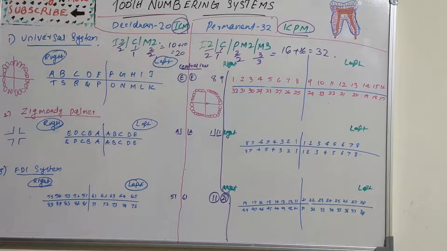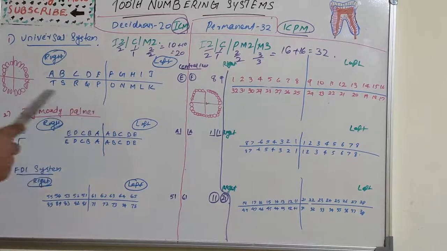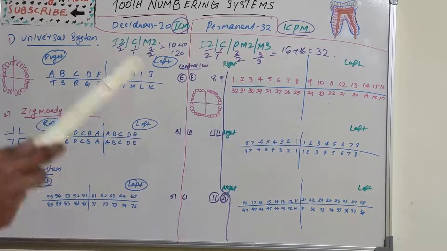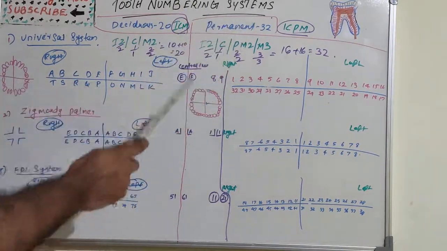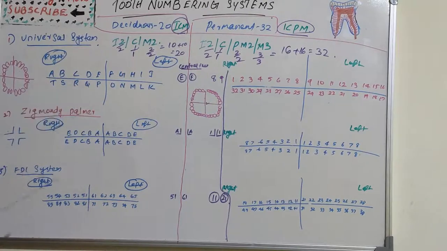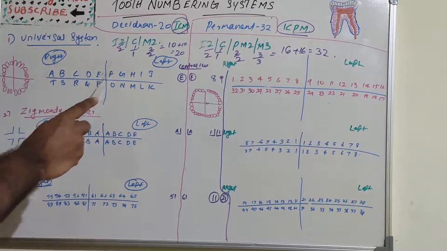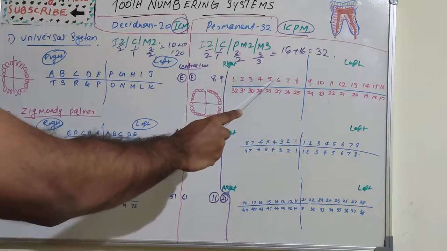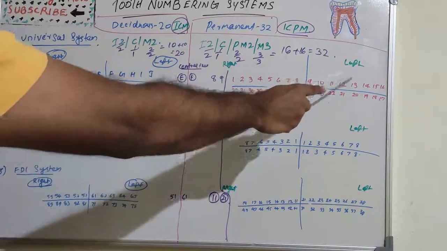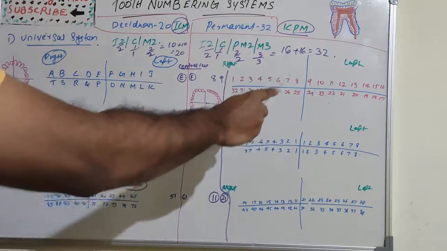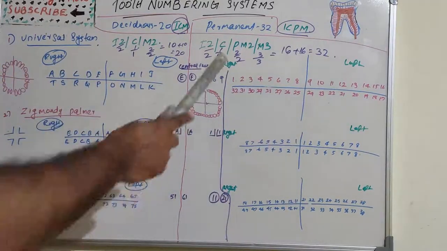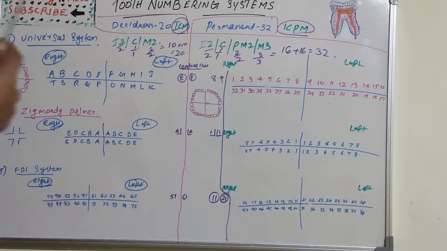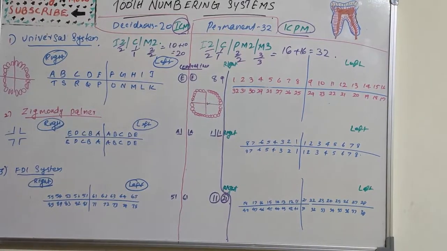So as we all know, we have 20 teeth in deciduous dentition and 32 teeth in permanent dentition. So we have an additional 12 teeth in permanent dentition because we don't have premolars in deciduous dentition. We have two premolars in one quadrant. We say it is a quadrant because it is part of a four-segment division, and that is why it is known as a quadrant.